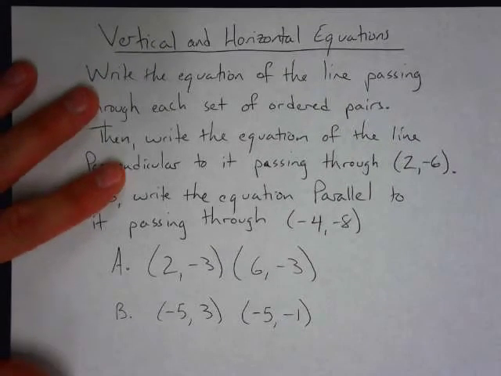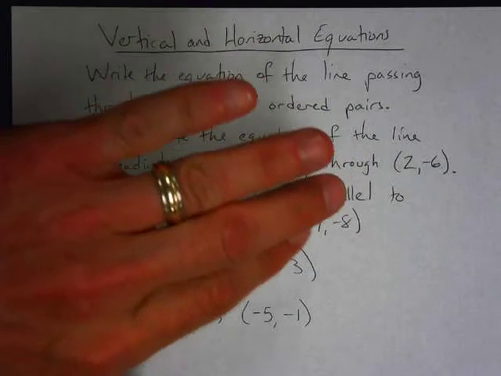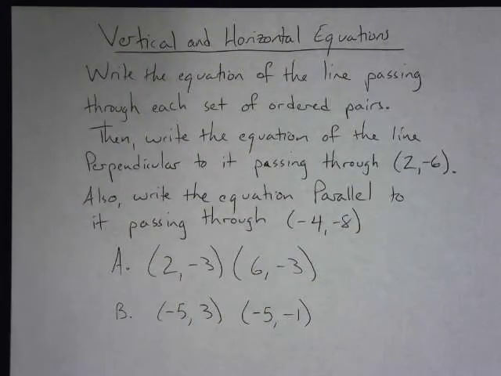So there's that. Let's recap real quick. This is what we had to do. Write the equation of the line passing through each set of ordered pairs. Done. What would be perpendicular? What would be parallel? And how would those equations behave?